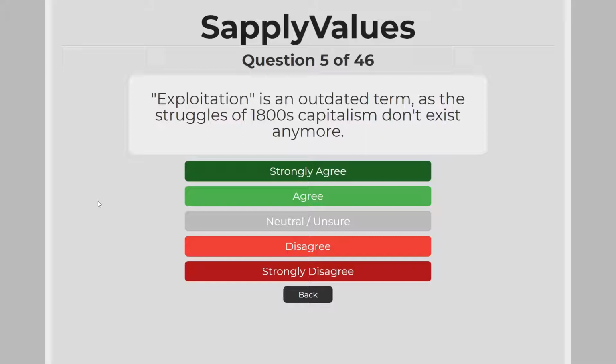Exploitation is an outdated term as struggles of 1800s capitalism don't exist anymore. Well, I really don't agree with this. I would probably strongly disagree. A lot of exploitation of workers still goes on to this day, and we just see it on the news now. Are conditions better today than they were in the 1800s? Probably. We actually have lights and air conditioning.